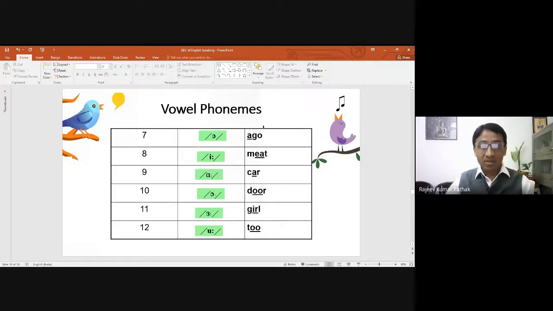Then we have one more sound, which is even shorter. This sound is known as schwa. In English, this sound is termed as schwa, and it is short when we speak it. Like in ago, about. Mostly it comes in the beginning. Ago, about, a similar sound. It comes generally in the beginning of a word.